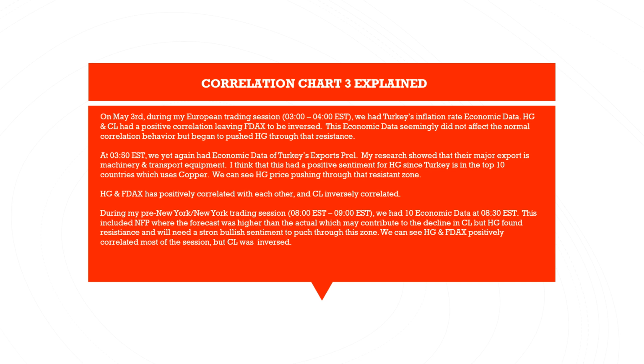So New York, 10 economic data releases at 8:30. This included NFP, where the forecast was higher than actual, which may contribute to the decline in CL and HG. It found resistance, and will need to find that bullish sentiment to punch through that zone. We can see that HG and FDAX were positively correlated at this point, but CL was reversed.